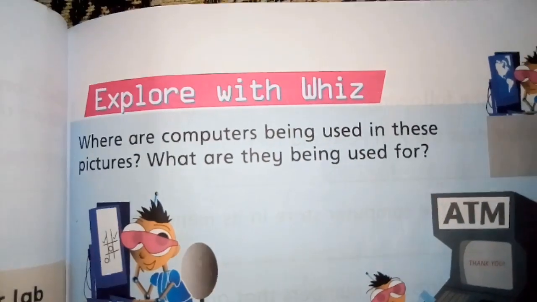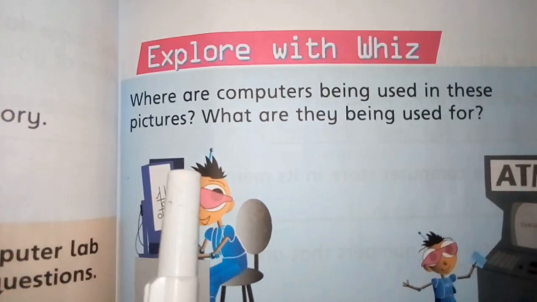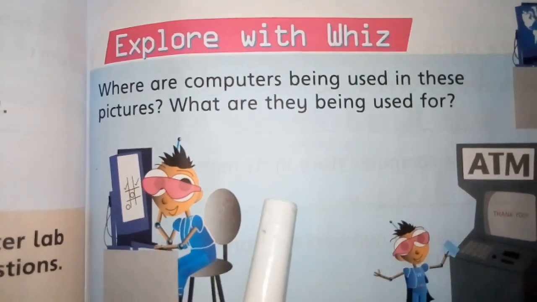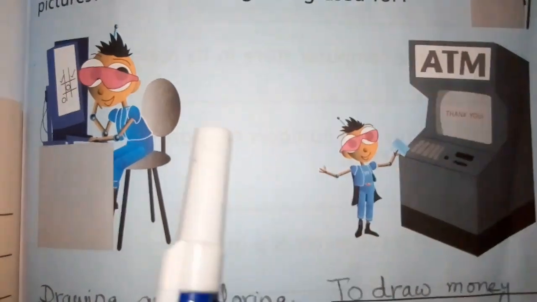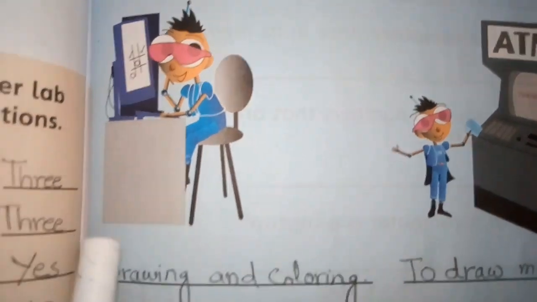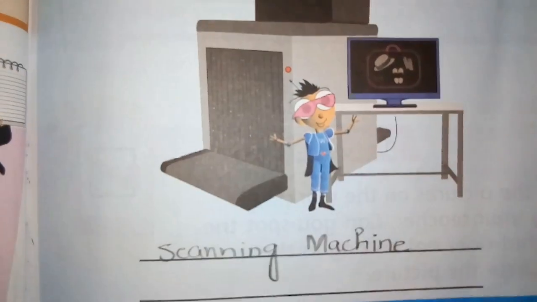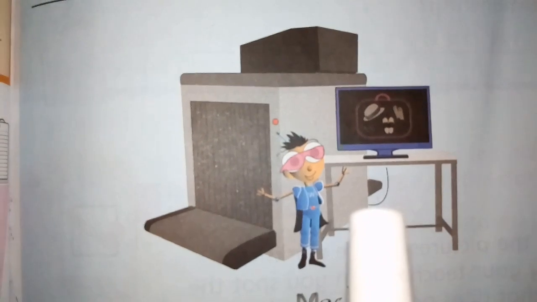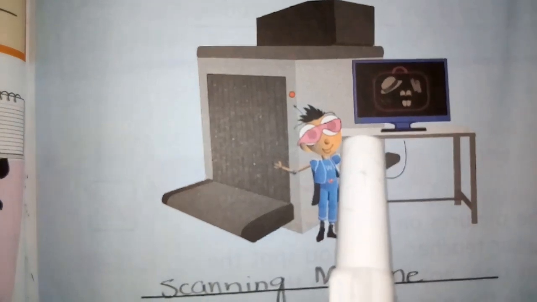Now here is Explore with Whiz, page number 7. Where are computers being used in these pictures? What are they being used for? Here is an ATM machine, used to draw money. Here Whiz is sitting at a computer. He is drawing and coloring something. Here is a scanning machine. It is used for scanning objects, either from bags or any of the things you may scan with this scanning machine, and a computer is also being used in this scanning machine.